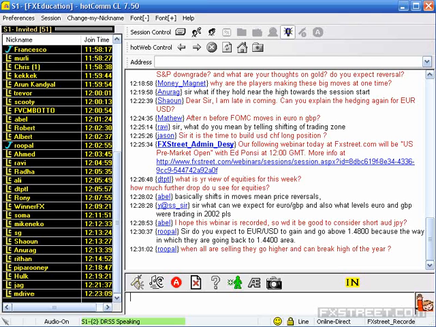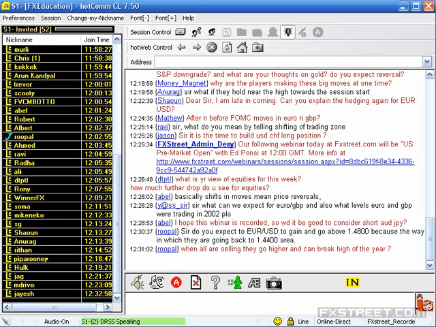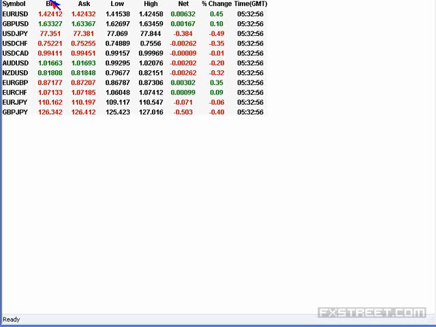Then Anurag asks: what if they hold near the high towards the session start? When they come to the high, and you know that the initial high has been breached and Euro is holding above that, and GBP is also holding around 1.6335, there is a possibility, as I explained, of a firming up move during the early European session and then a slide and drop during the US session. So that could be the possibility.